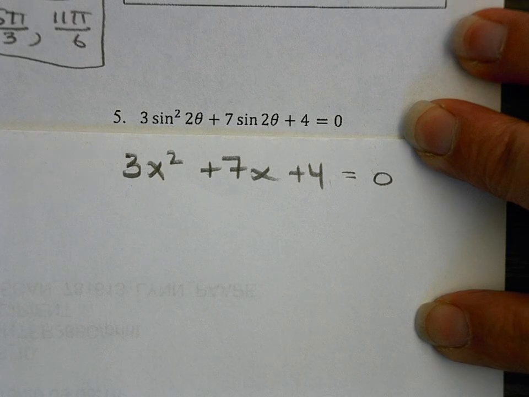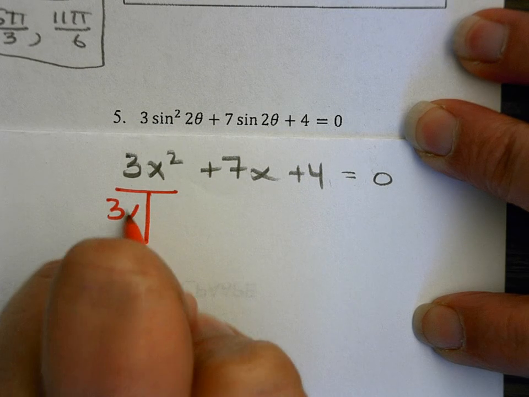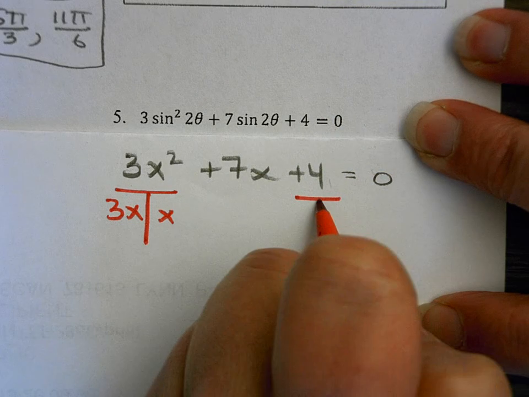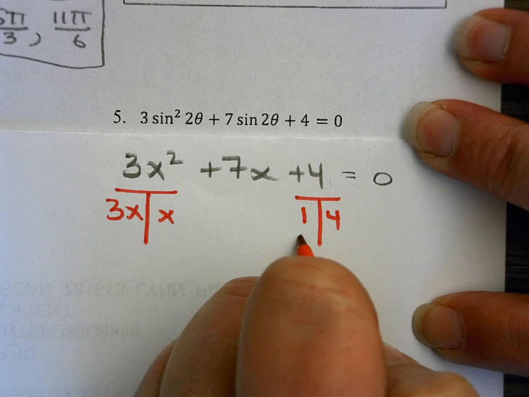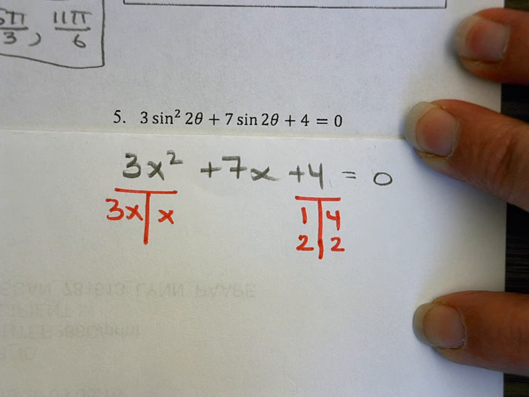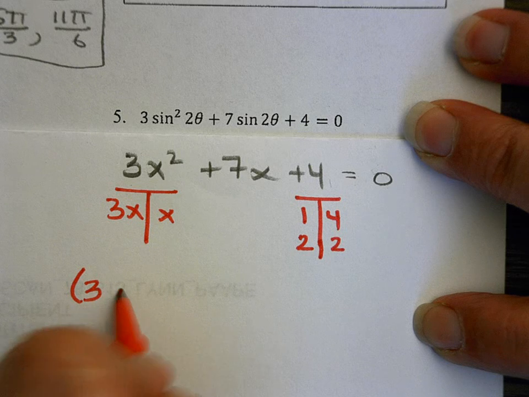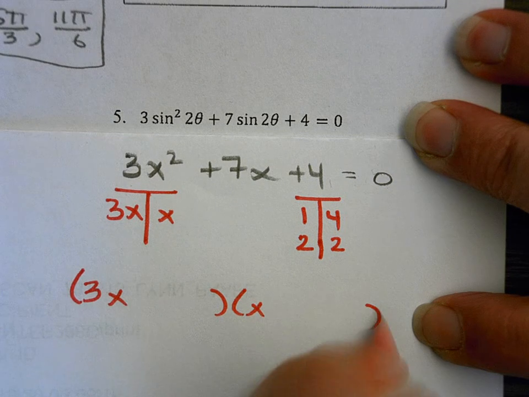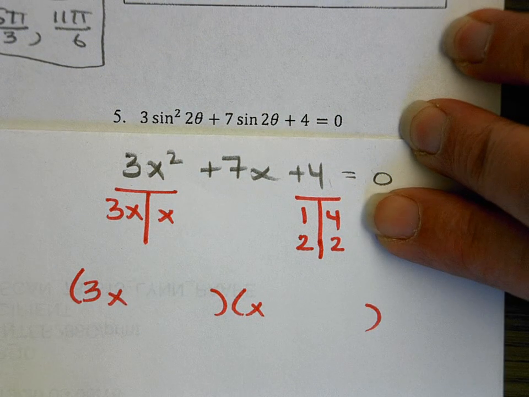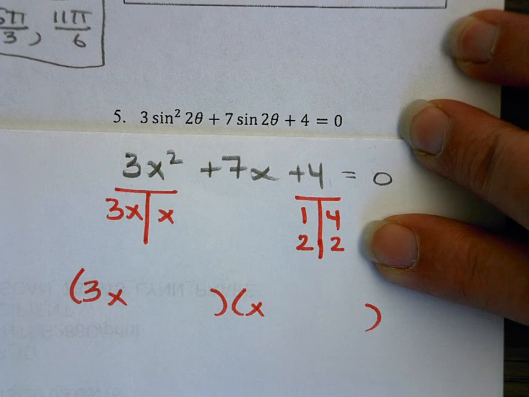So I want to think of my factors for 3x squared. The only possibility is 3x and x. And my factors are either 1 and 4, 1 times 4, or 2 times 2. But I'm trying to figure out what is that combination that will give me that 7x. So I know it could be 3x and x. That's my only possibility. So it could either be 1 and 4 or 2 and 2, but somehow I have to get that 7x.